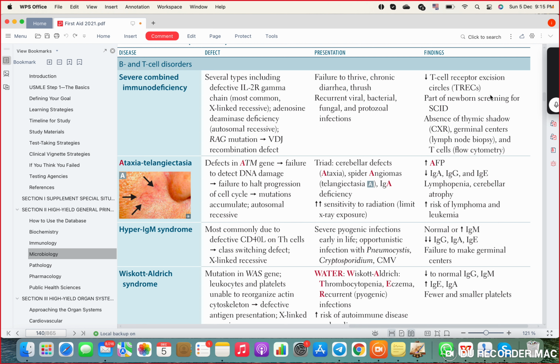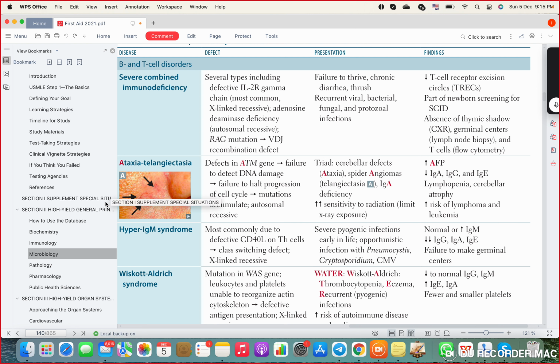Good. Speaking about ataxia telangiectasia, which process is defective? DNA repair, Doc. Which type of repair? The first one is nucleotide excision, that is for xeroderma pigmentosa. The second type is base excision. The third type, mismatch repair, is Lynch syndrome.